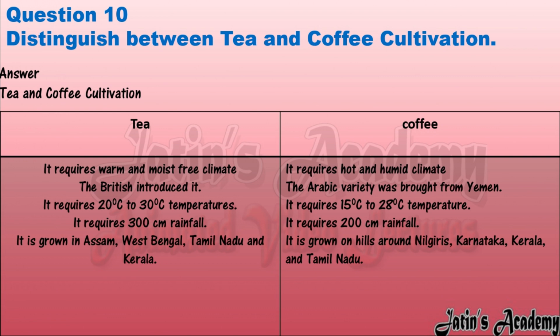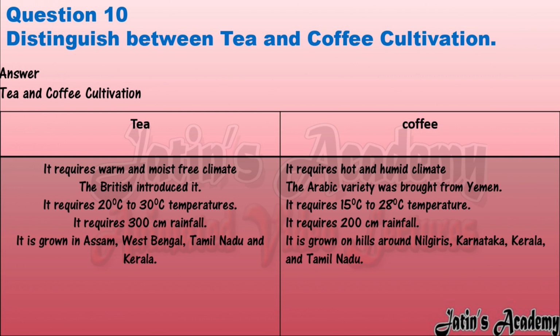Question 10: Distinguish between tea and coffee cultivation. For tea, it requires a warm and moist frost-free climate. The British introduced it. It requires 20 to 30 degrees Celsius temperature. It requires 300 centimeters rainfall. It is grown in Assam, West Bengal, Tamil Nadu, and Kerala.